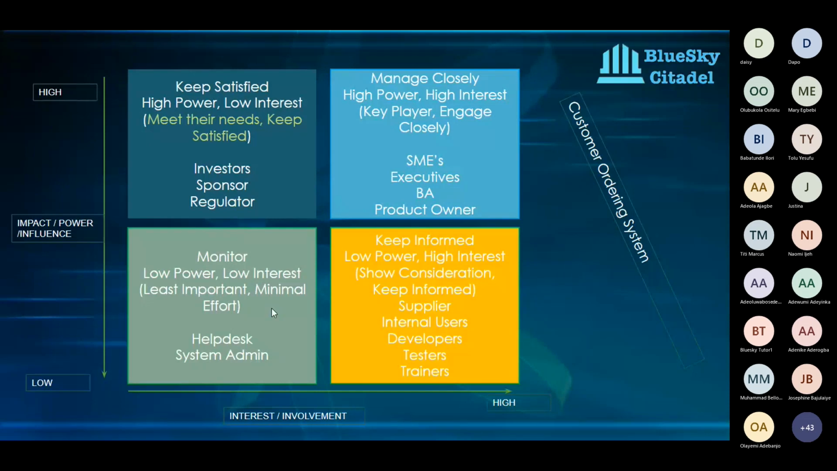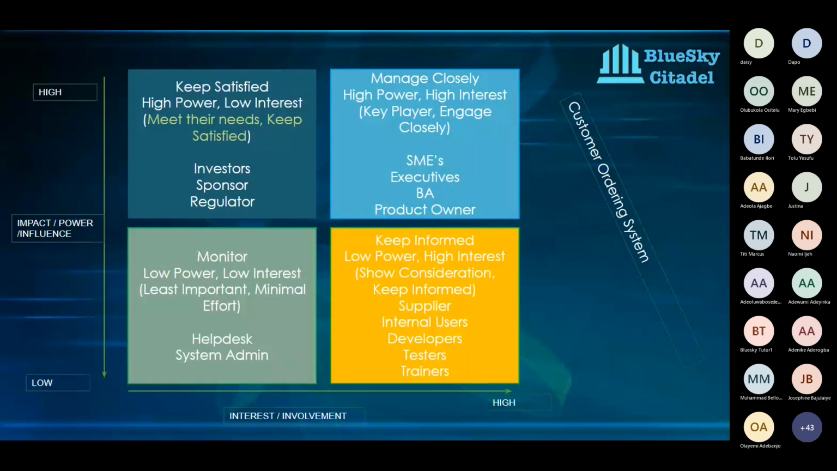Now we have our high power, high interest. And these are the stakeholders that we need to manage closely. They are key players. We need to engage them closely. So under there, I've put examples such as your subject matter experts that we spoke about earlier on. I've put examples of executives, even the BAs, the product owners. Yeah, they are key players, high power, high interest. These are the key stakeholders that have high influence and interest in that project, and they require full attention.